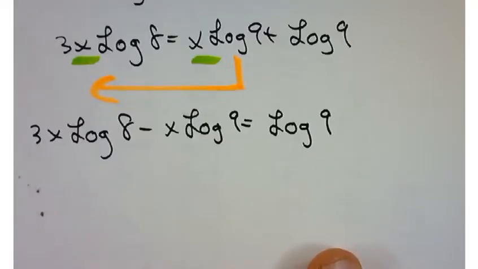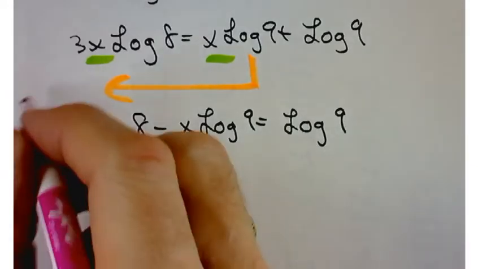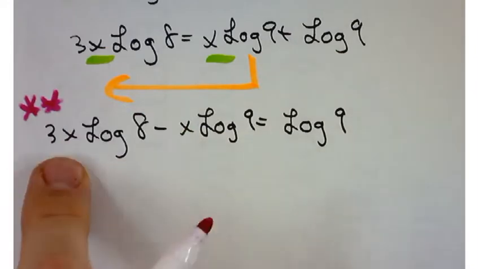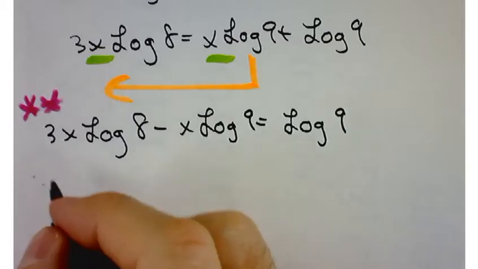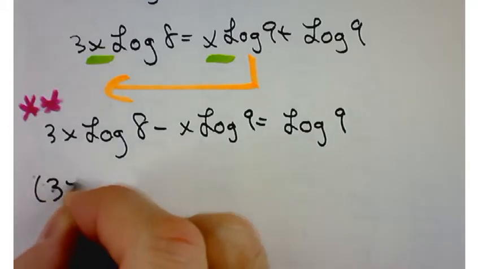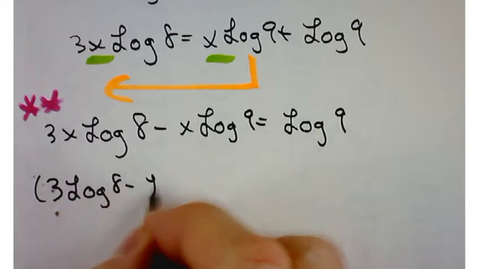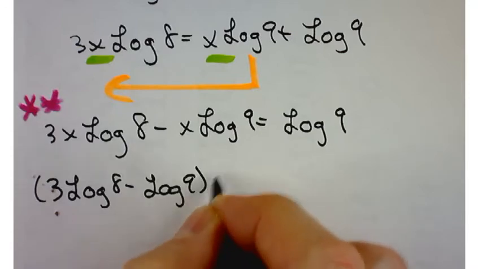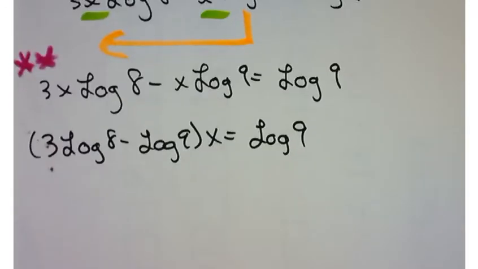Great. Now comes the second little trick here. And that second little trick right here is to do what? What are we going to do to... Yeah, factor out the x. Good. x is a GCF. So that's going to leave behind 3 log of 8 minus log of 9 times x equals a log of 9. Yay.